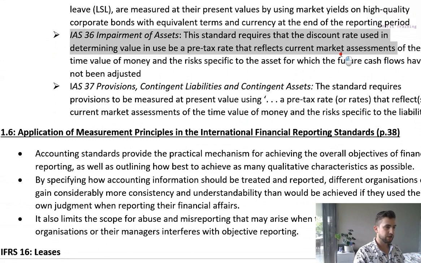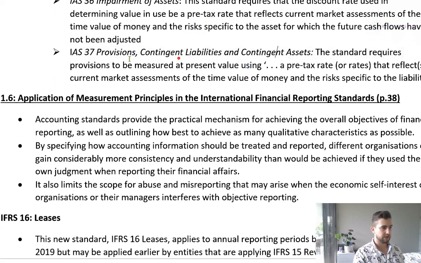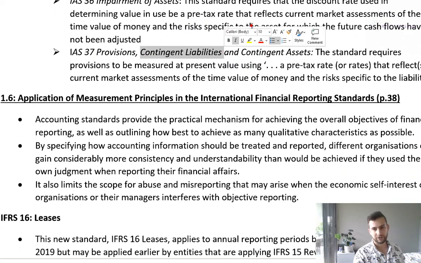Impairment of assets. So you need to calculate the value in use of your assets, and you need a discount rate for that. And then finally, contingent liabilities, contingent assets. So you might have to pay, a legal case or something in 3 years time. You get to discount that to today's value when you record it as a provision.